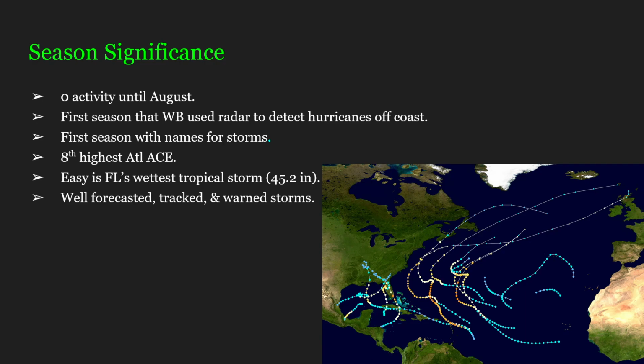And lastly, that last bullet point there is that every single storm here was very well forecasted and therefore very well warned and very well tracked as an ultimate result, which is the best thing about this season. Hurricane safety will only continue to improve from 1950 onwards, obviously, as meteorologists are always trying to make strides in safety, as weather safety is just a little important.